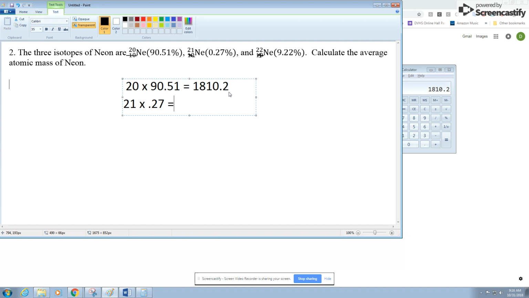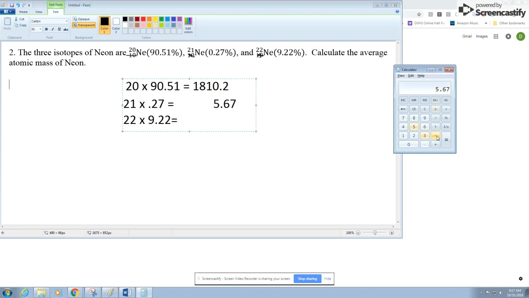21 times 0.27, not very much. 5.67. And our last mass number, 22 times its percentage abundance, 99.22. You might notice that I'm lining up the decimal points. That's always a good idea for doing math. 22 times 99.22, 2018.84.